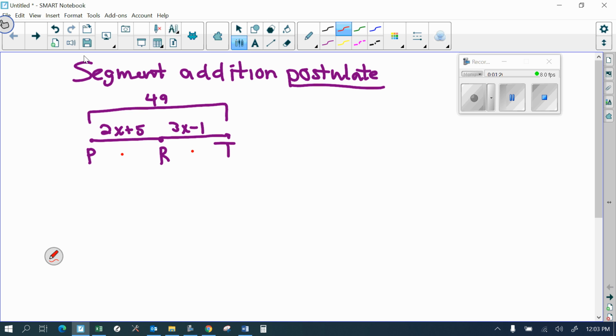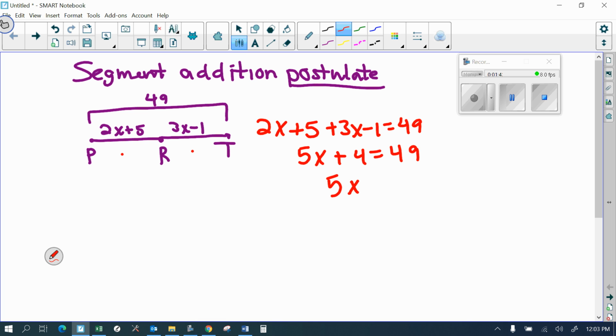So therefore I'm going to add my two algebraic expressions together. Why are they called algebraic expressions? Because they have a variable within them and they don't have equal signs. Okay, so I add my two algebraic expressions, combine like terms, subtract 4 across, which is called the subtraction property of equality. We'll talk about that when we get to proofs and justifying every step. Then we divide by 5, which is called the division property of equality, and x equals 9.